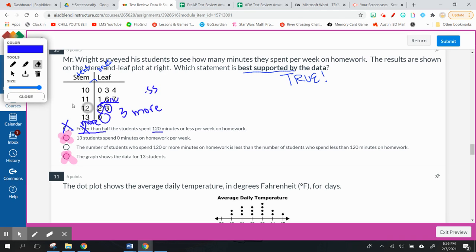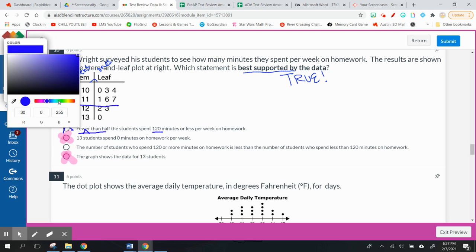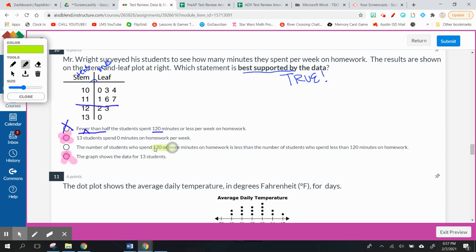So now let's take a peek at what we're going to do next. The number of students who spend 120 or more minutes is less than the people who spend less. Well, we kind of just did that, didn't we? This one looks really wordy, but all we're saying is the students who spend, and we'll color code it. Let's make these people yellow or lime green, who spend 120 minutes or more. So that's these people. Is less than the number of students who spend fewer. Well, that looks true, right? Right? We're saying that these people spend less than these people. Yeah, that's true. Awesome. All right.